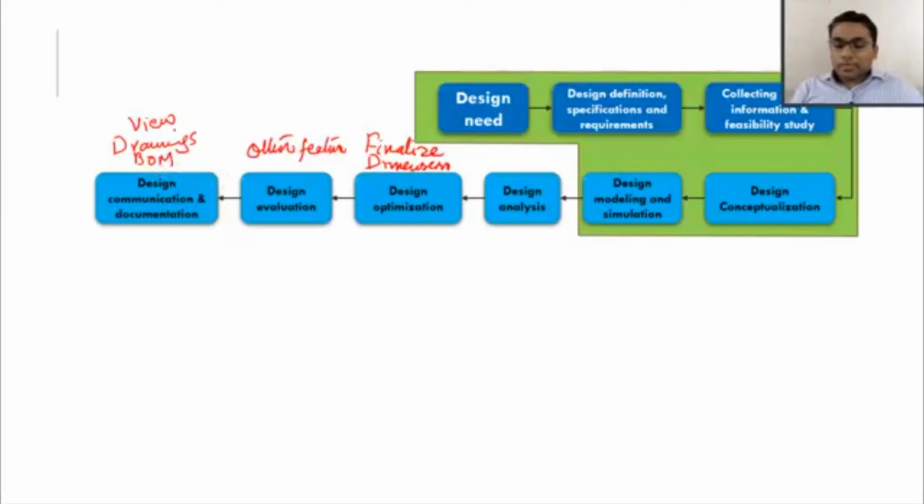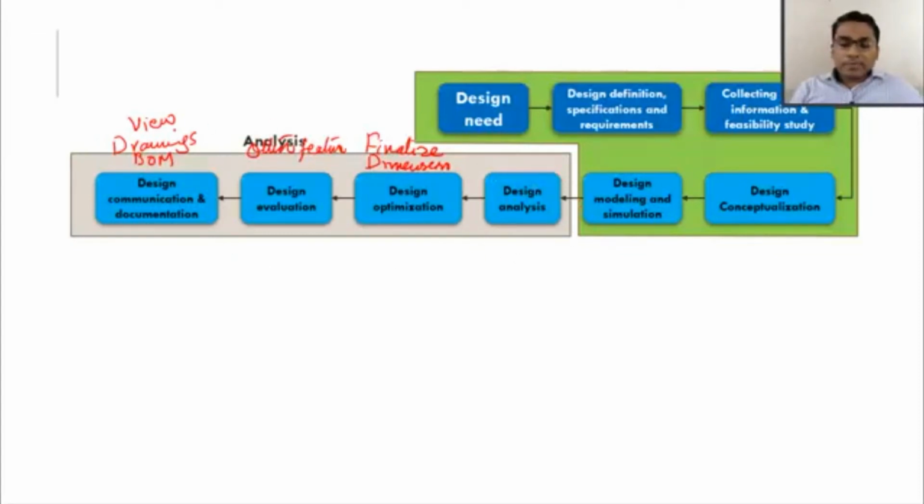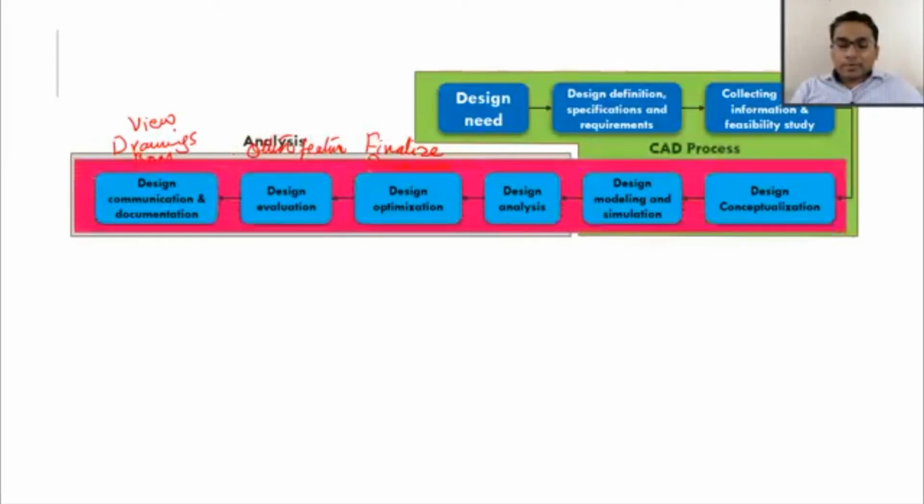So this is the design and documentation. We also make some BOM. So these 4 processes together are called the analysis process, and this is part of computer aided engineering. All together, these light blue color processes which I showed you, 5 processes, are called CAD processes because they involve computer aided design software.